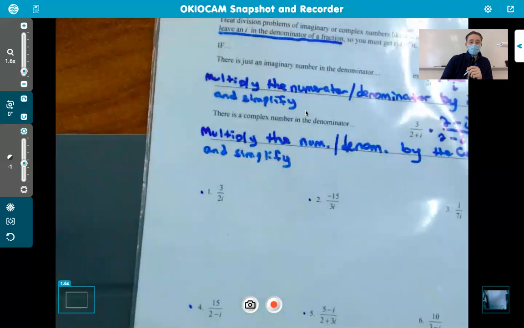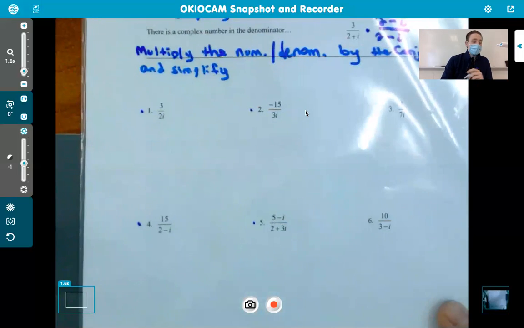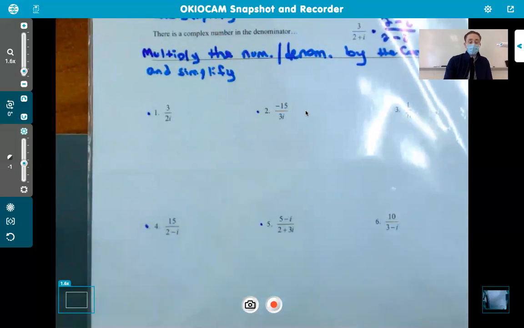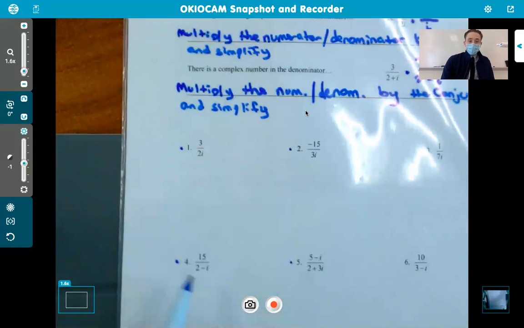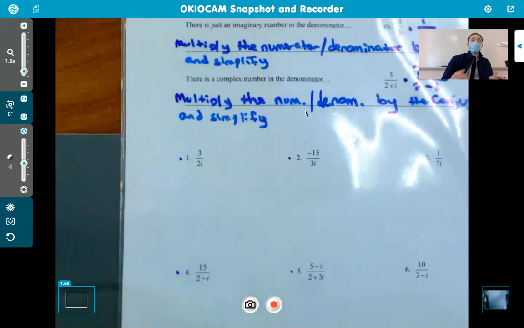So let's take a look at a couple examples. For each of these, I'll do kind of like the first one on my own, and then we'll talk about the second one more so as a group. So number one here, I have 3 over 2i. The first thing that I'm going to do is think to myself, what's in my denominator? I recognize that we're doing division. What kind of numbers in my denominator?